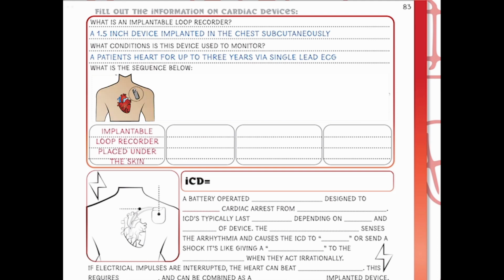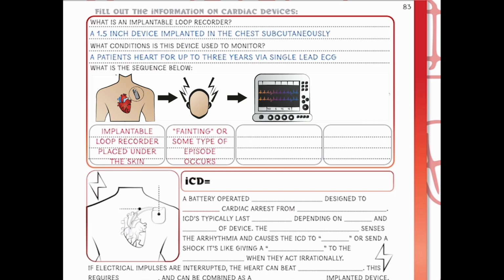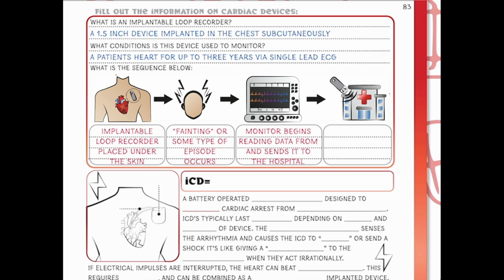The patient's going to get this loop recorder placed under their skin, and the single lead EKG is going to monitor them through every second of their day. And then when the patient has some kind of fainting or some type of cardiac episode, the monitor is going to pick this up and it's going to send data to the hospital or to the cardiologist. And from there, the cardiologist is going to analyze the data and call the patient to talk about what their potential diagnosis could be based on the rhythms that are presented.